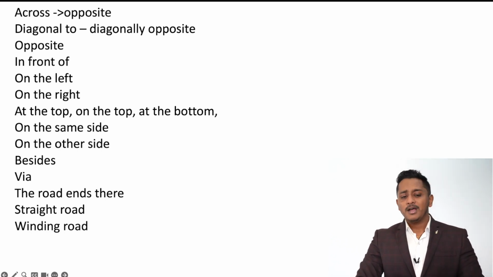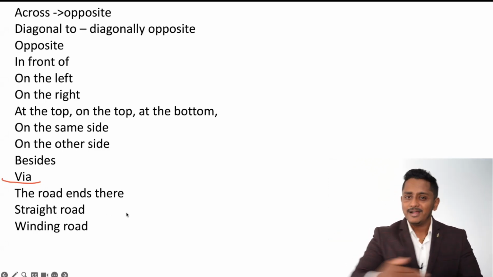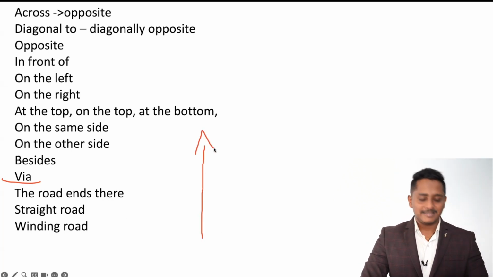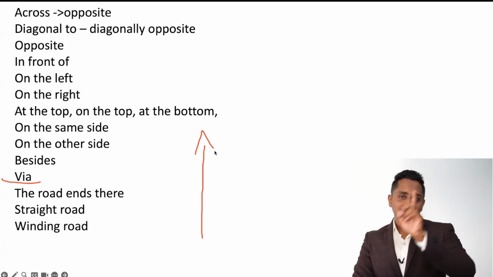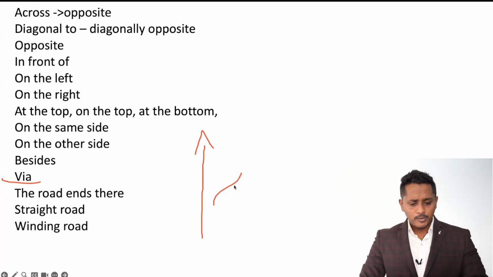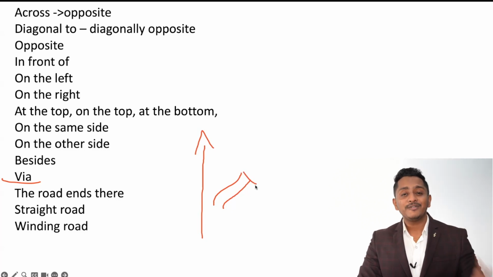And then if we have via, via is through. You can reach this town via this road, via this place. So that means somewhere like this. It just shows you the path. Via is the path. The road ends there. Probably you have a road and just ends there. So these are the unique features.